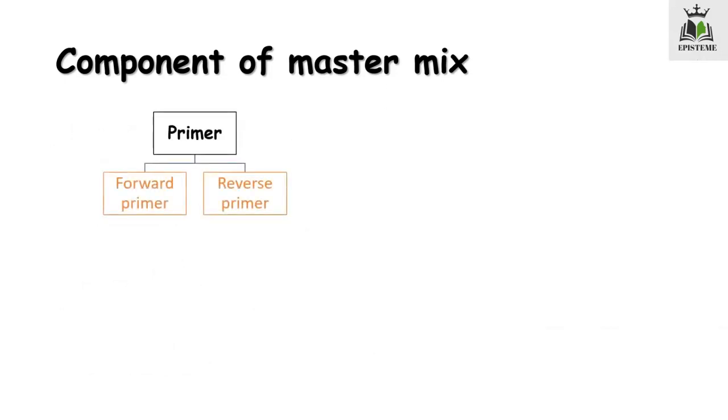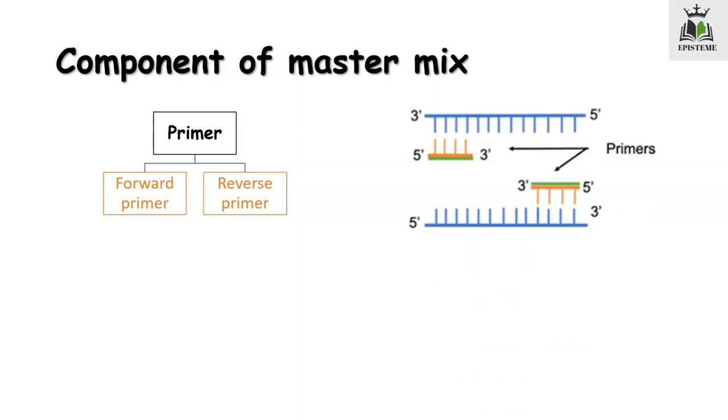The next one is primer. We need 2 primers in our PCR because the DNA molecule that we use has 2 strands, so each strand requires 1 primer. In this diagram, the primer that is binding to the 5' to 3' strand is called the forward primer, and the primer that is binding to the 3' to 5' strand is called the reverse primer.